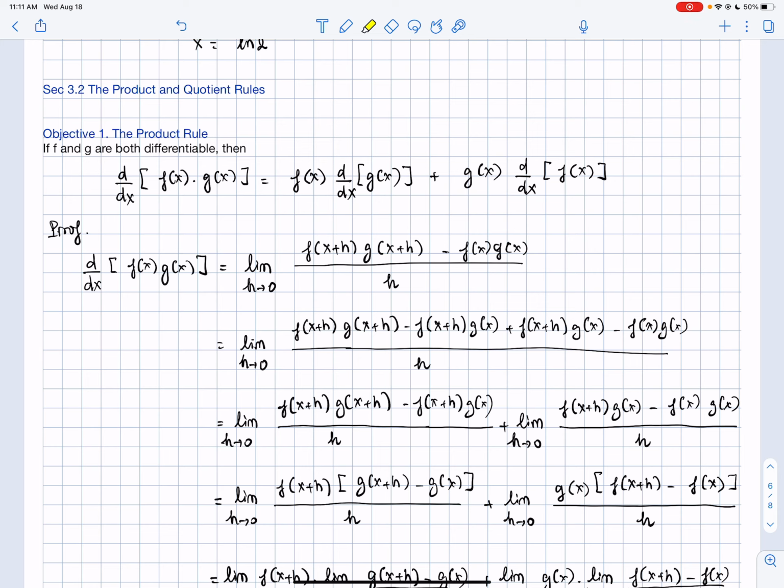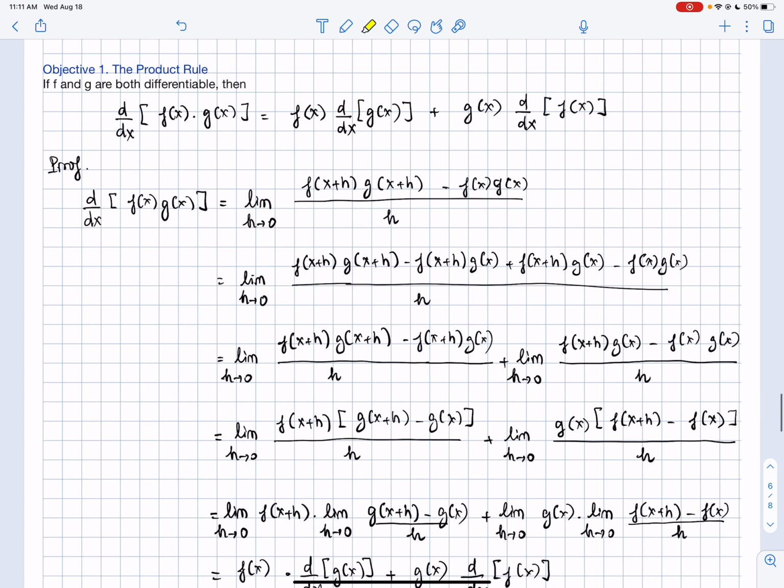If f and g are both differentiable, then the first derivative of the product f and g will be f of x, keep the same, times the first derivative of g of x, plus g of x, keep the same, times the first derivative of f of x.